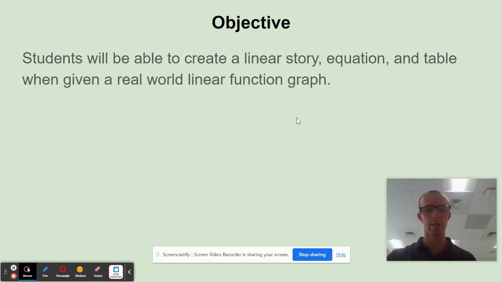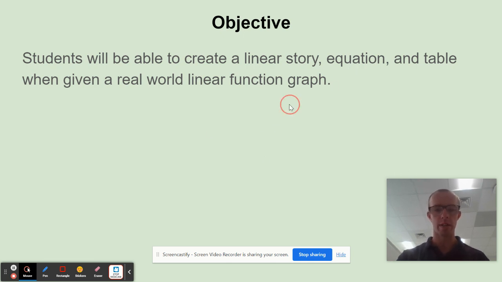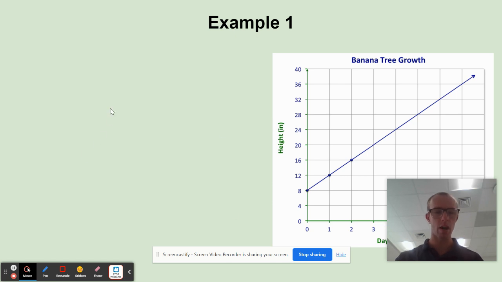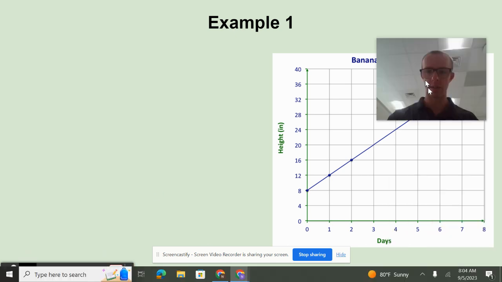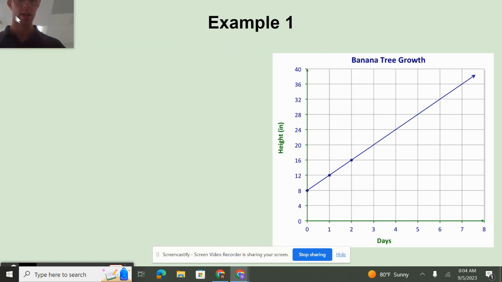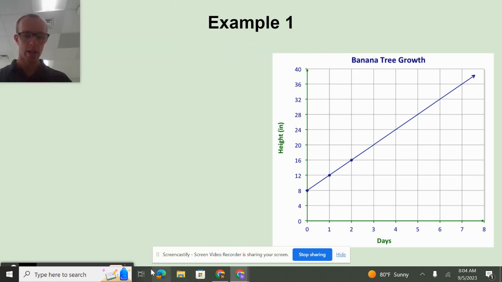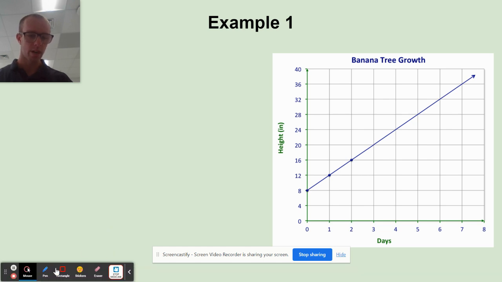All right. So students will be able to create a linear story, equation, and table when given a real world function graph. And so on your notes, it's going to say story, equation, table. And so just follow along there. So we have a graph here, and it's showing banana trees growth. On the y-axis, we have the height, and on the x-axis, we have the days.